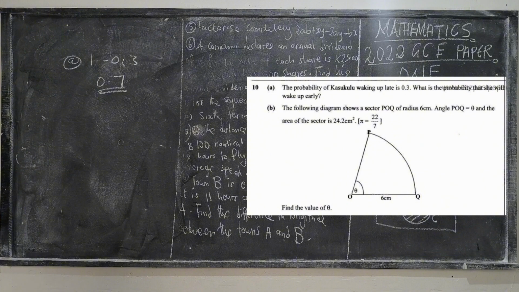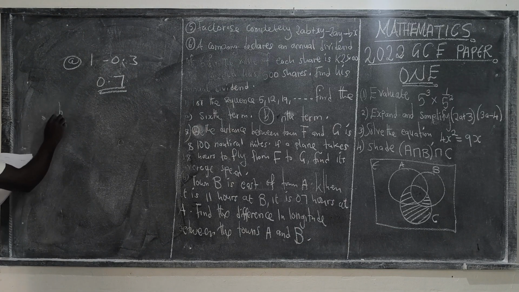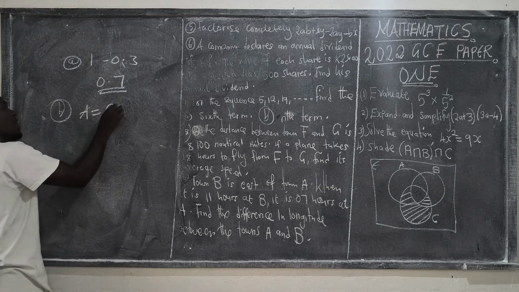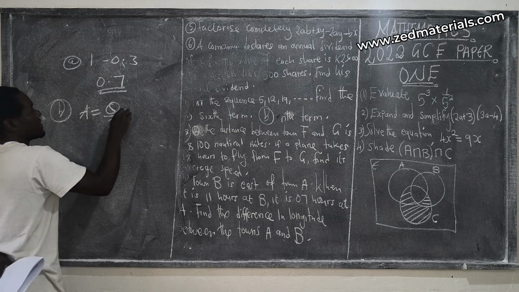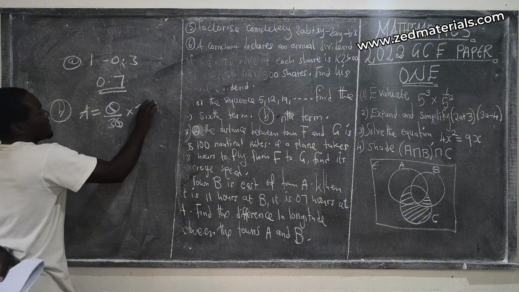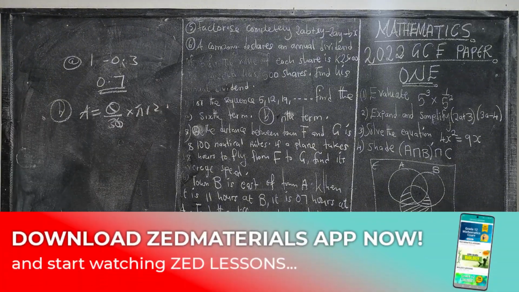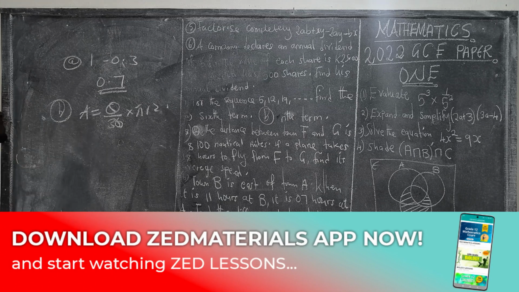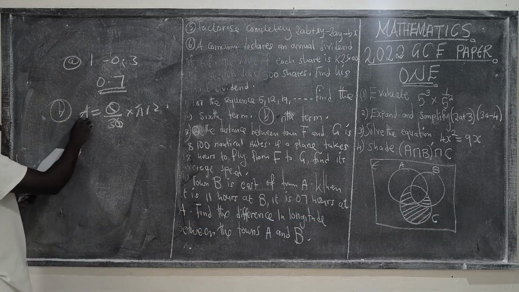Next, B. The following diagram shows a sector POQ of radius 6 centimeters. Angle POQ is equal to theta, and the area of the sector is 24.2 square centimeters. Take pi as 22/7. Find the theta. So B, you're finding the theta. So you say area is given by theta over 360 multiplied by pi r squared. This is what we explained on the Z material app. So when you go to the Z material app, we explain these things. Okay. So the area here, they are saying it is 24.2.